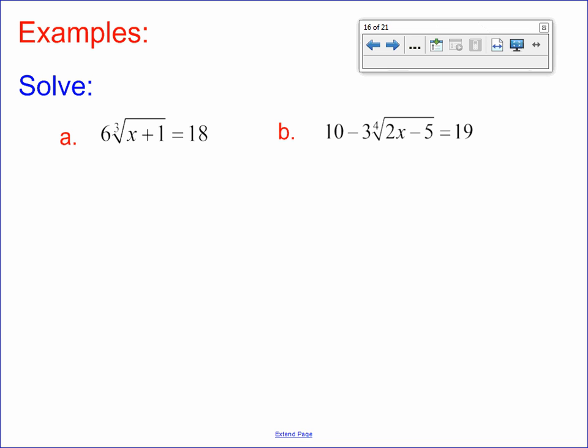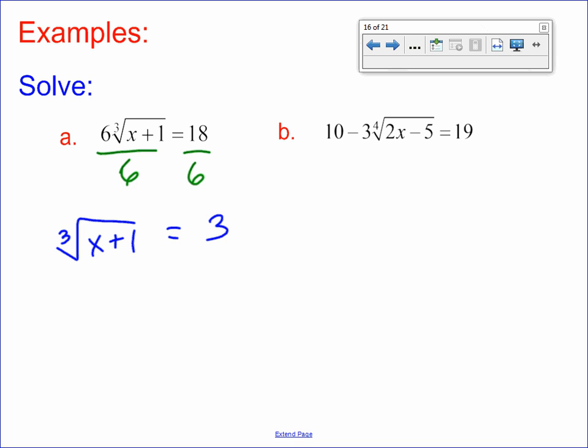Is my radical all the way by itself in letter A? No. So I first want to use inverse operations to isolate it. It looks like my best first step would be to undo that multiplication. And so I'm going to divide both sides by 6. When I do that, we get the cube root of quantity x plus 1 alone on one side. On the right, 18 divided by 6 is 3.